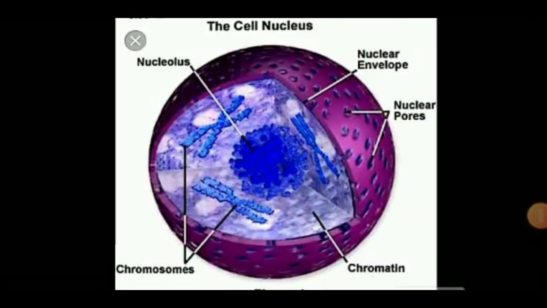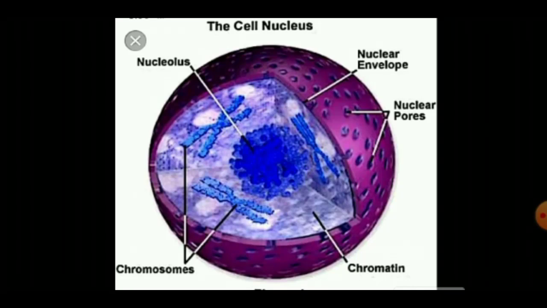Students, open up page number 60. Now we are going to discuss the most important cell organelle, that is the nucleus. This is the picture of the nucleus. Nucleus is present in all the eukaryotic cells. In animal cells it is present in the center, while in plant cells it is pushed to a side due to a large central vacuole.